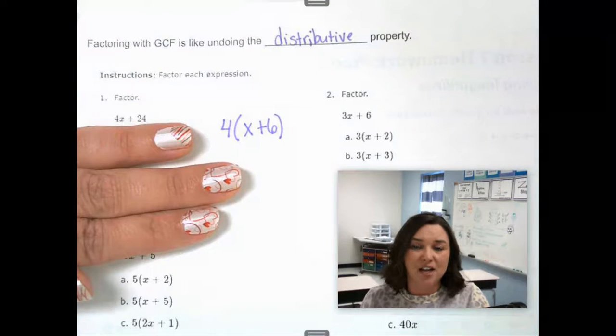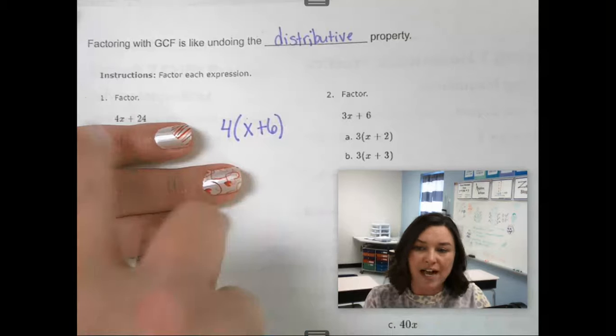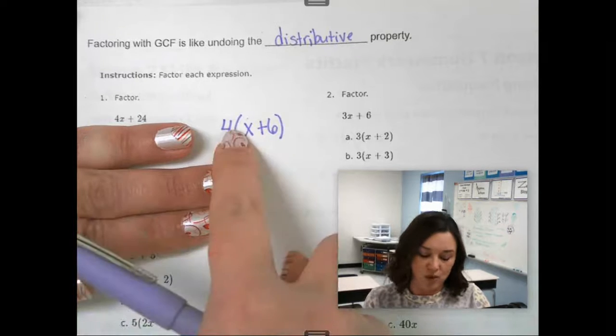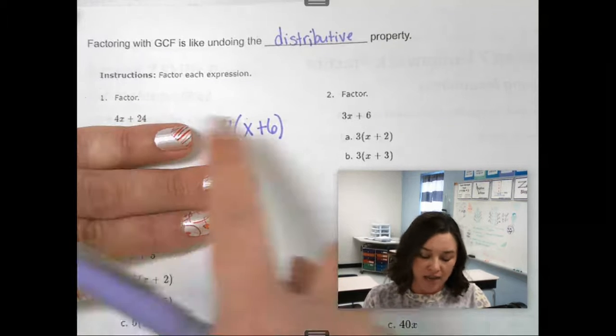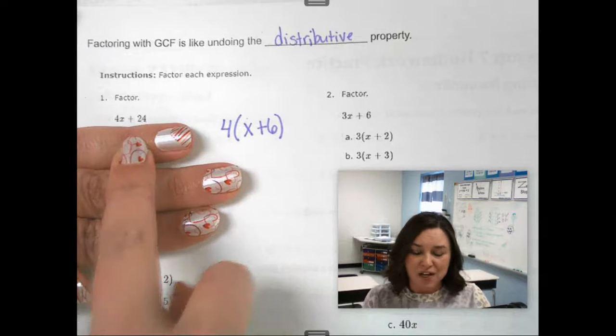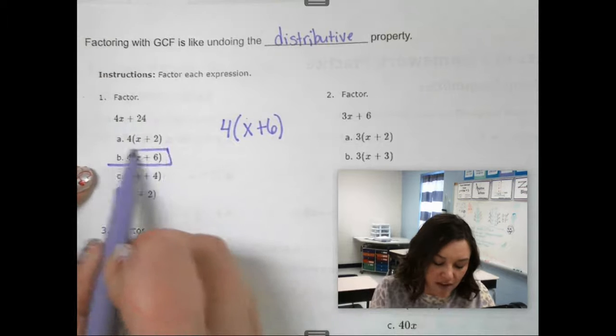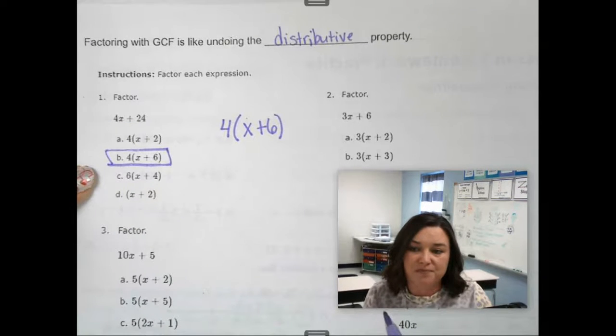And that's it. So how you can check it is, if I took this 4 and distributed it, would I get what we originally had? 4 times x is 4x, and 4 times 6 is 24. Yes, I would. So then we look at our answer choices, and that answer choice is right there, letter B.